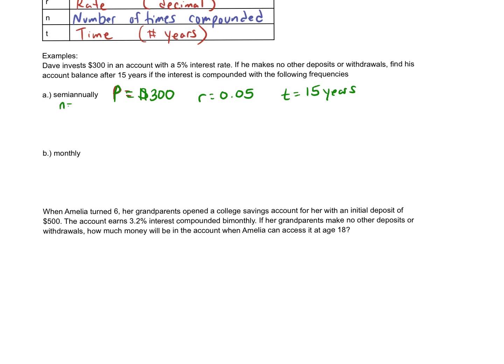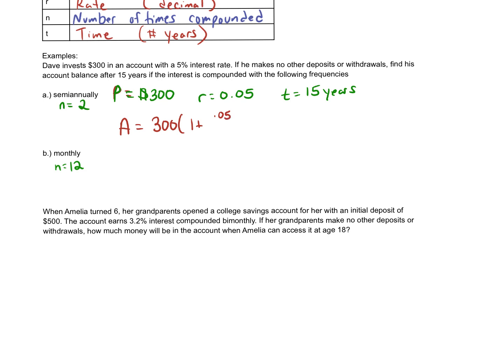For example, semi-annually means I get interest twice a year, so my N is 2. It's just the number of times you're getting interest every year. Monthly, obviously, N will become 12, so I get interest 12 times a year. Even though I'm making interest 10 more times, I think you'll see the amount you make is not that much more.